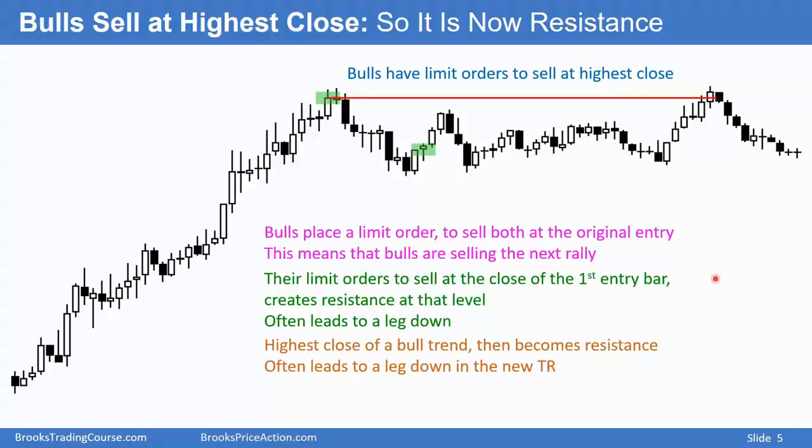Bulls have limit orders to sell the high close. They'll get out either on a limit order at the high close or on a reversal down, especially below a bear bar. So they'd get out here, maybe with a small loss. Whenever the bulls sell, it creates resistance. The bears want to sell at resistance. The bears sell there as well. They'll sell at the high close, and they'll sell on the reversal down.